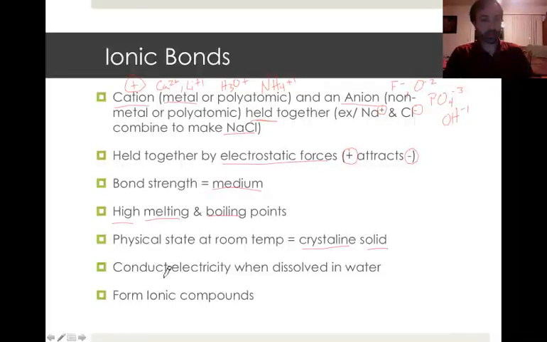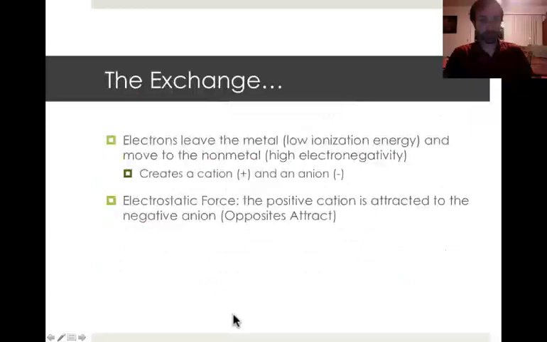Ionic bonds also, when you dissolve them in water, have the ability to conduct electricity. And what that means is that ionic bonds are what we call electrolytes. We talked about these guys last unit. Electrolytes are substances that when you dissolve them in water, they form ions, and they have the ability to conduct electricity. Last but not least, if you have substances and you combine them using ionic bonds, we call them ionic compounds.